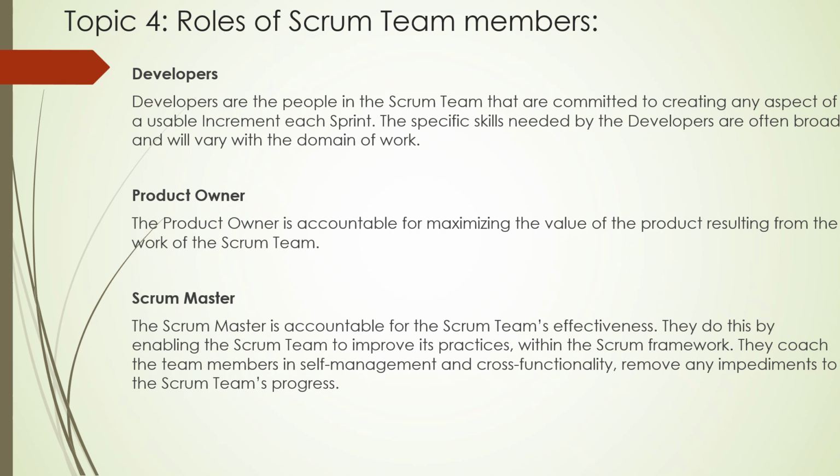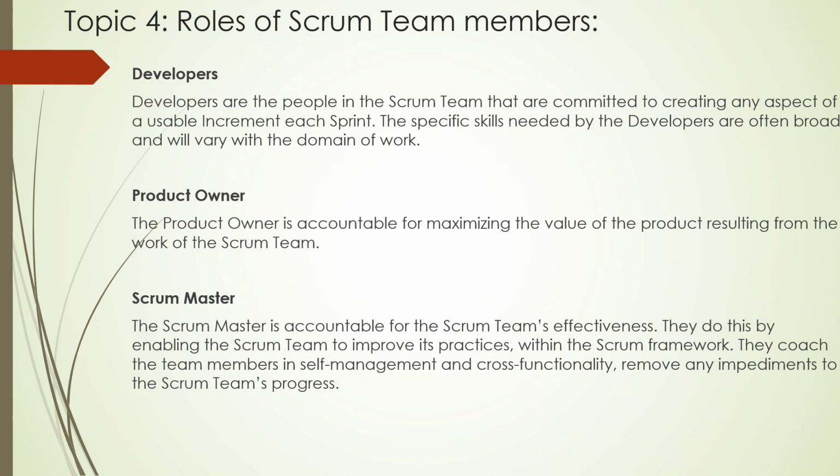Let's see the roles of Scrum team members. Developers. Developers are the people in the Scrum team that are committed to creating any aspect of a usable increment each sprint. The specific skills needed by the developers are often broad and will vary with the domain of work. The product owner. The product owner is accountable for maximizing the value of the product resulting from the work of the Scrum team.